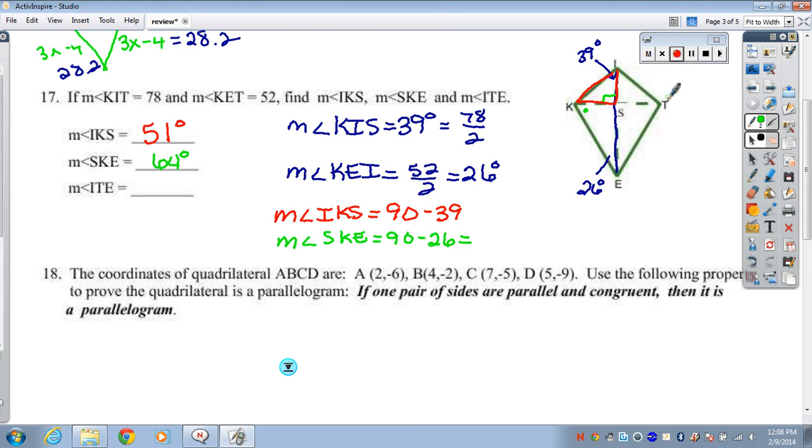Angle ITE, which is this entire angle right here, is congruent to this entire angle right here. Well, this angle is the sum of IKS and SKE. So here's IKS, which is right here, and SKE, which is right here. So simply add these two angles together, and that's going to give you 115 degrees.